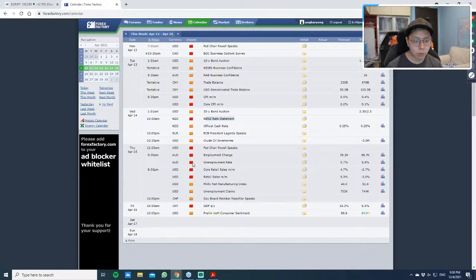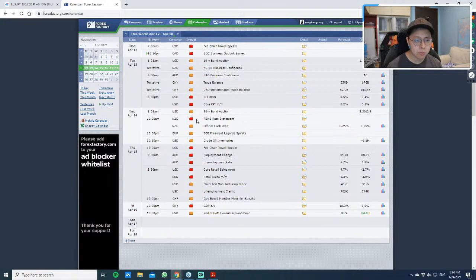And after that, we do have Australia employment data. Keep an eye on it. And of course, to end off the week, we do have US core retail sales as well. So generally not too heavy in terms of data, but there are a few here and there for you to keep an eye on. So that's a quick overview of it.